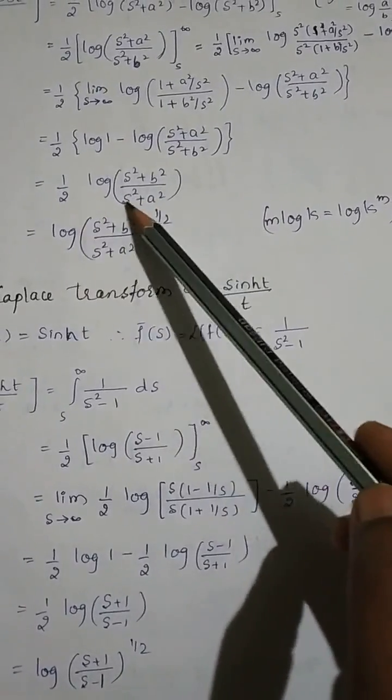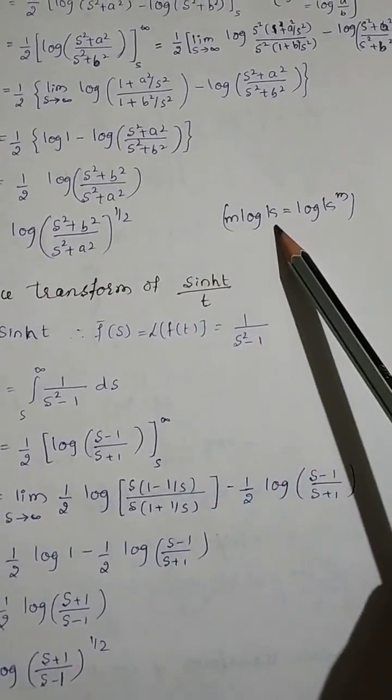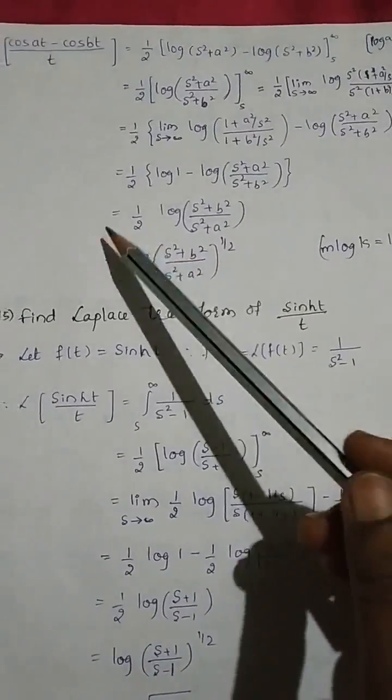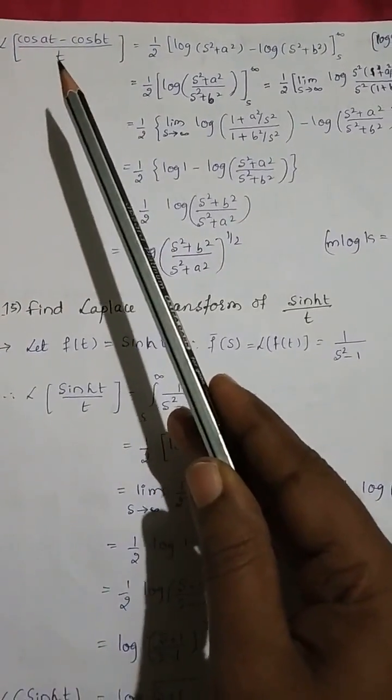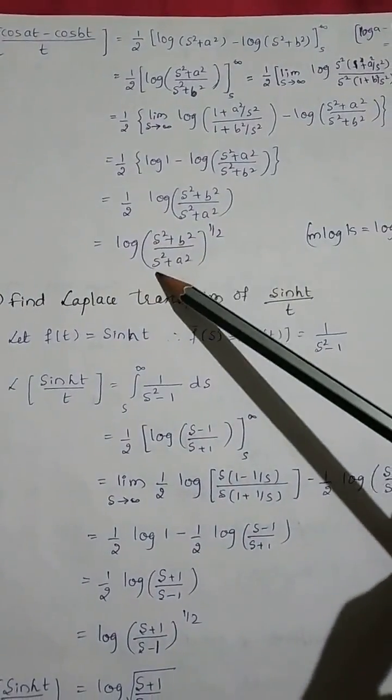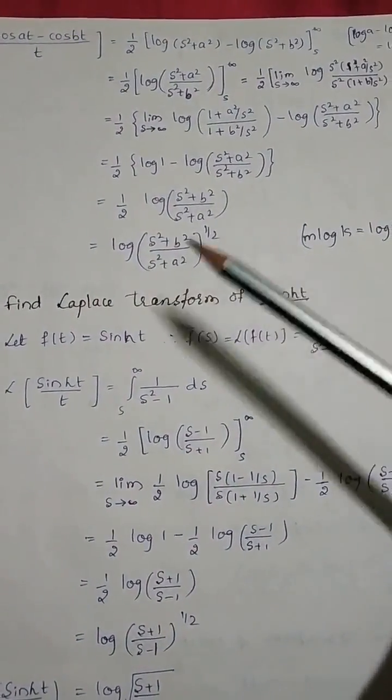Now this term is like m log k. M log k you can write as log k raised to m, that is log of s square plus b square upon s square plus a square whole raised to 1 by 2. Therefore the Laplace transform of the given function (cos at minus cos bt) upon t is log of s square plus b square upon s square plus a square whole raised to 1 by 2.